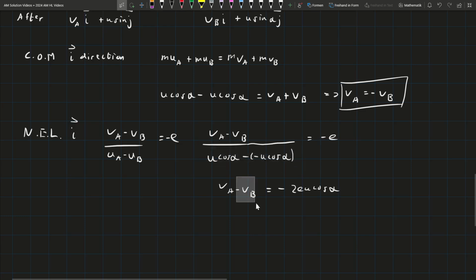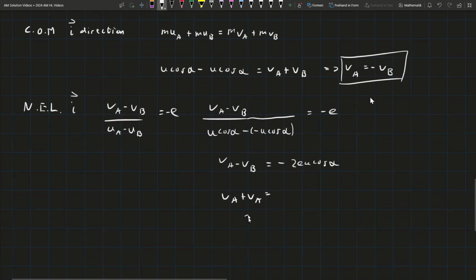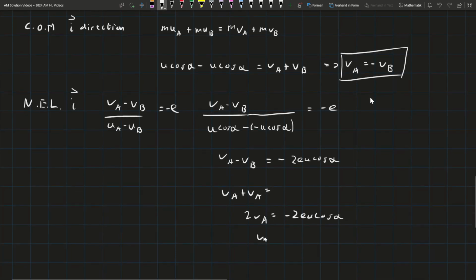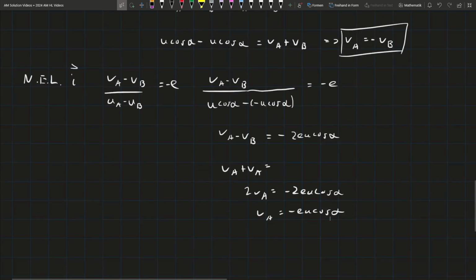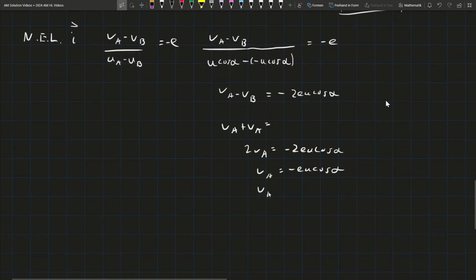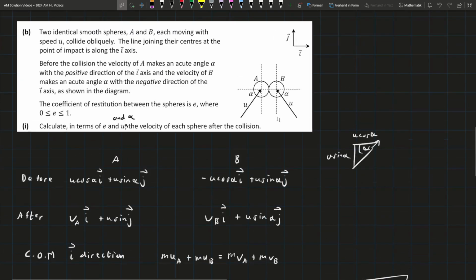We know that minus VB is the same as VA, so VA plus VA equals that. That means that 2VA equals minus 2eU cos alpha, which means that VA equals minus eU cos alpha, which again should make sense, because then VB is just the minus of whatever VA is. That means that VB equals positive eU cos alpha. And again, this should make sense because they're moving in opposite directions and they have the exact same conditions. When they hit off each other, they're going to move in the opposite direction.